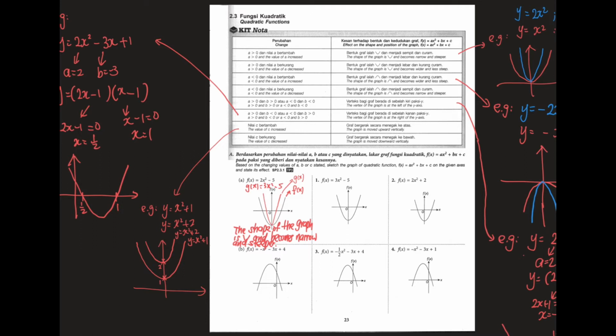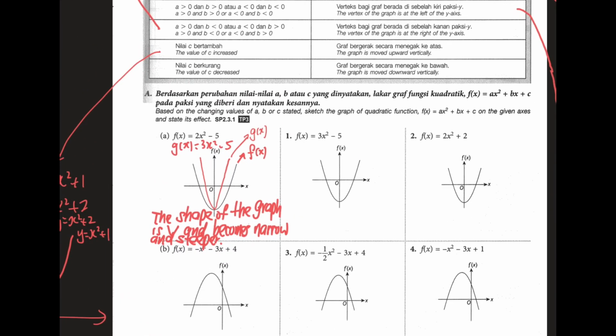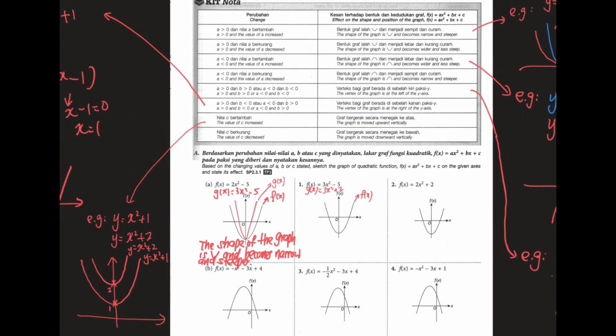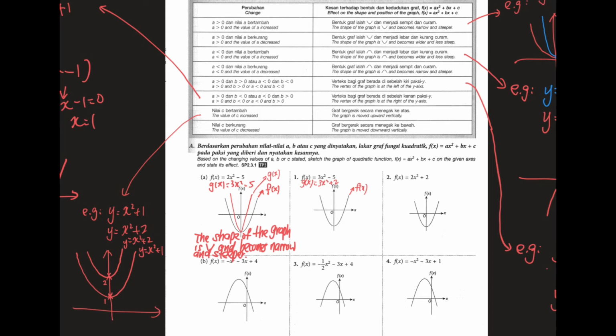Okay, now let's say question 1. They give something like this. This is f(x). Now they give g(x) to be 3x squared plus 2. So what happened is we have to look at this. The value of c increased from -5 to +2.